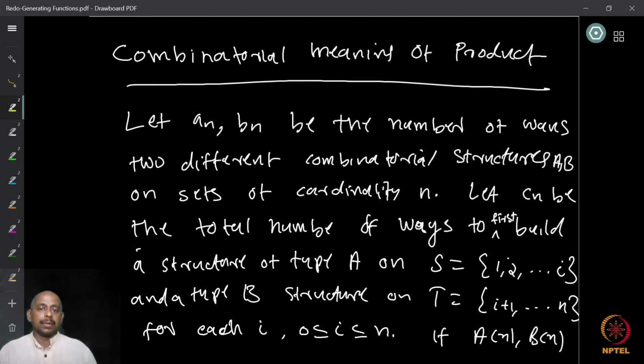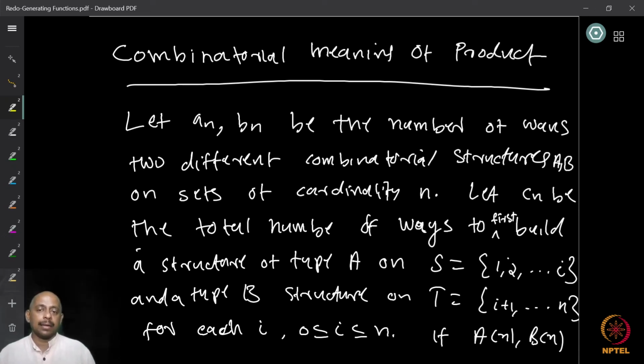Now, C_n is defined to be the total number of ways to first build a structure of type A on the set 1 to i, and then a type B structure on the set i plus 1 to n, for some i. So for each i this can be done, with i ranging from 0 to n. I can say I don't build anything on the empty set, and for the remaining n elements I put structure B. Or for one element I take it here, and on the remaining 2 to n I put structure B again. Similarly, I can take all elements 1 to n and put a structure A on them, and on the empty set put structure B. This way I do it for every possible i.